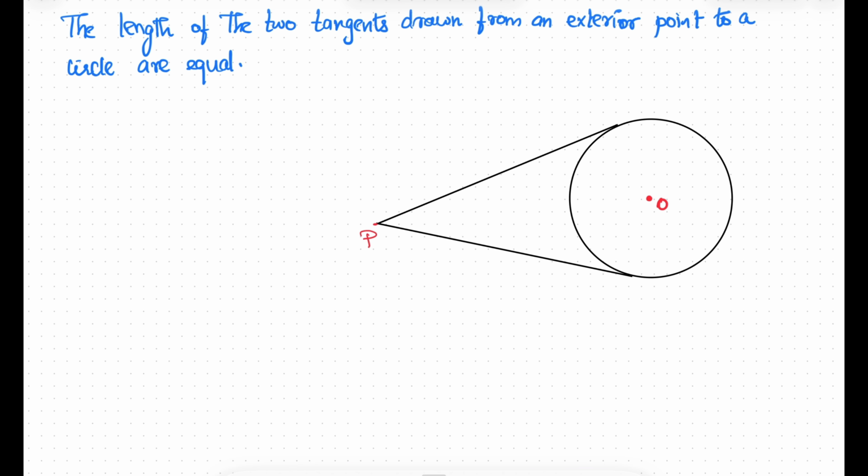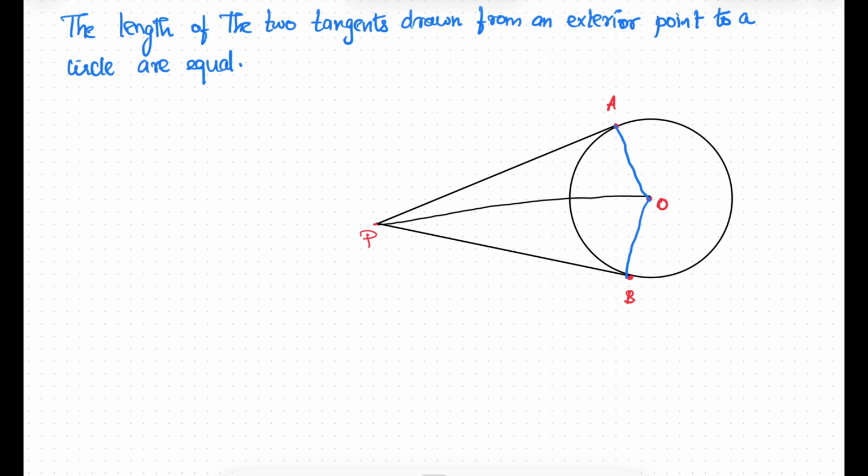In order to do this proof, we are going to join P with O, and A and B are the points of contact of the tangents with the circle. So OA and OB are going to be the radii. We shall proceed with the proof. Here we are going to consider two triangles, PAO and POB.